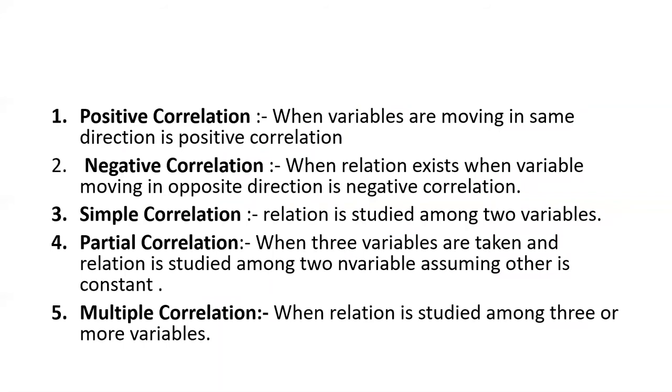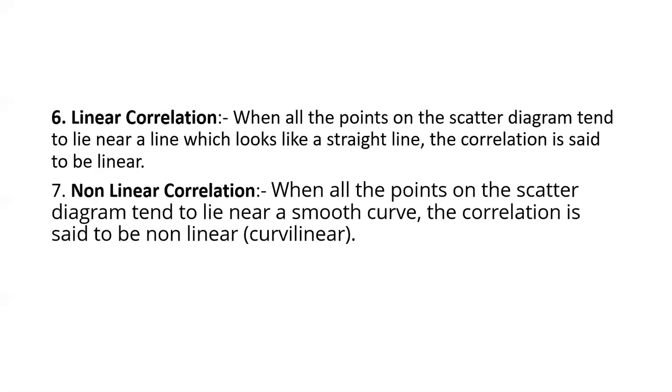Then multiple correlation, when the relation is studied among three or more variables. Suppose the pre-monsoon has now started. So how much rain has fallen, and what was the amount of thundering and lightning and rainfall. These are three different variables. When you are trying to find any association between these variables, the number of variables is more, so it will be called multiple correlation.